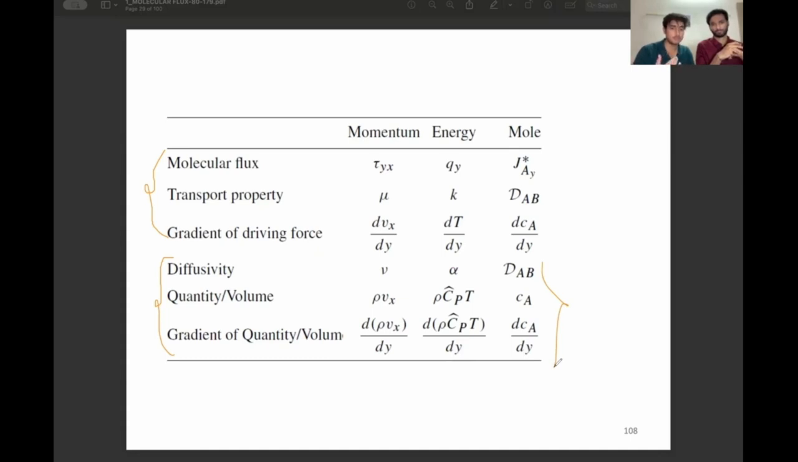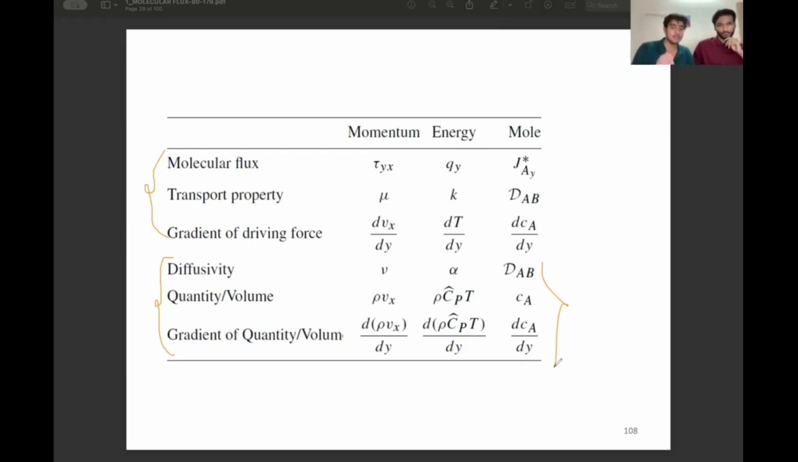So now we got diffusivity for momentum, which is nu, and diffusivity for energy, which is alpha, and diffusivity for mole, which was the same as the earlier case, DAB. Now we converted all the three laws into quantity per unit volume. In the momentum case, we multiplied and divided by rho, so we got rho Vx. Then in the energy flux case, we multiplied and divided by rho Cp. Then in the mole case, it was the same as the earlier CA.